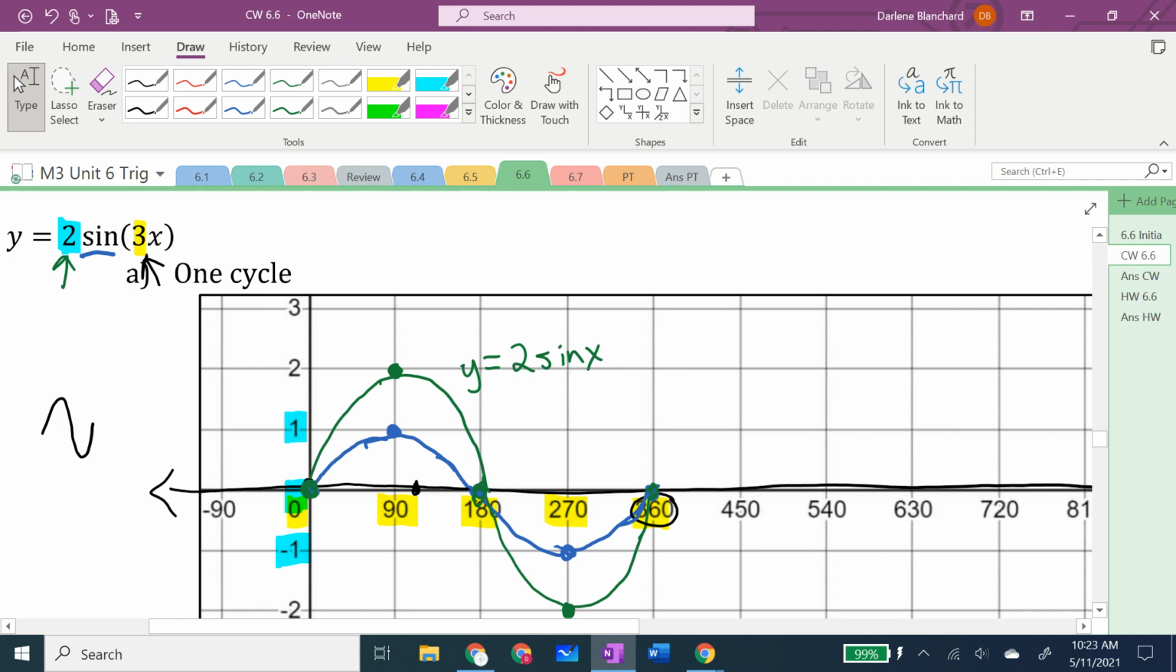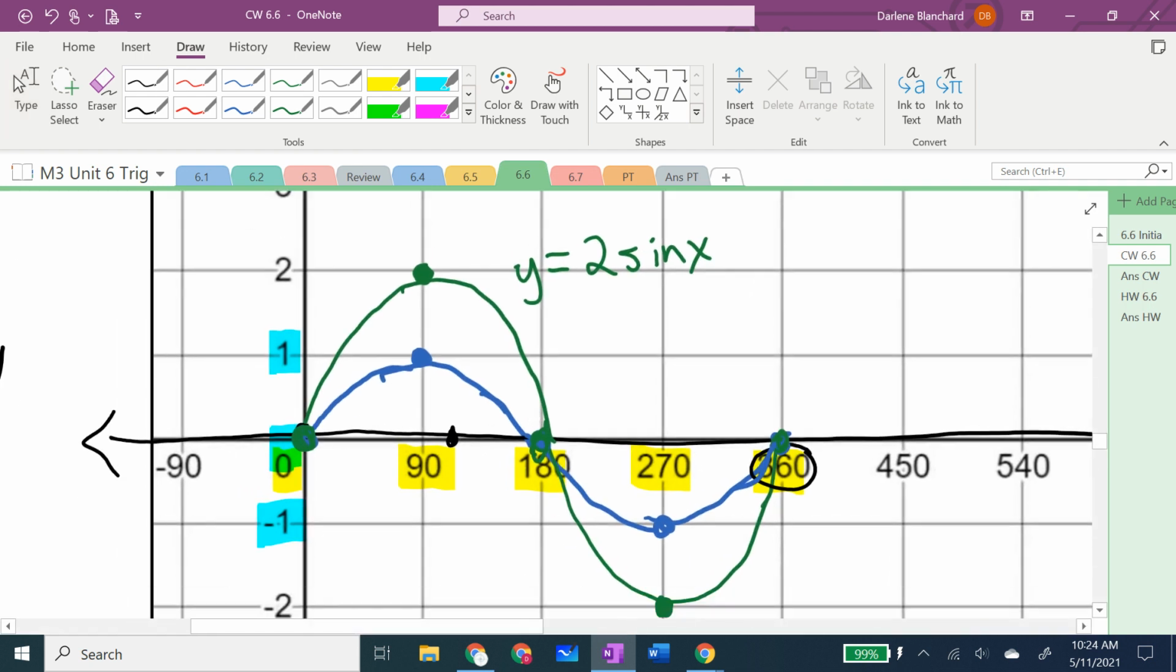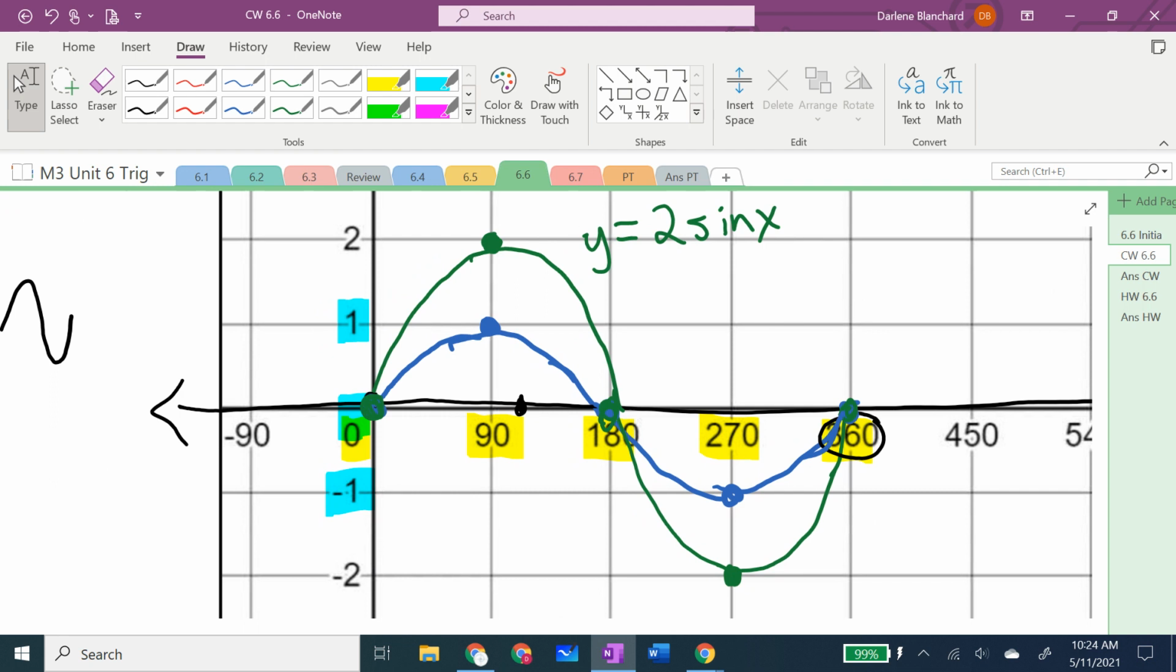Then you can take this graph and divide all the x's by 3, and that is going to squish it in toward that y-axis. And what you can do is, if you know that this is where you finish your cycle, you can cut that in half and then cut each half in half. And it might be 90. We can take a look.